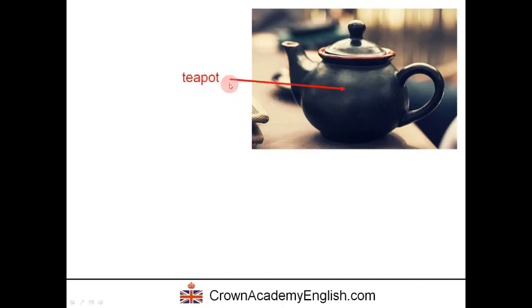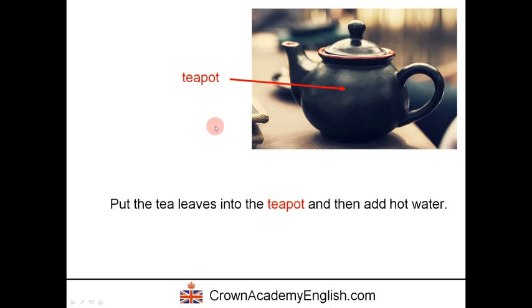Teapot. Teapot. So here is a recipe for making tea. Put the tea leaves into the teapot and then add hot water. So we open the teapot, we put tea leaves inside, and then we add hot water from the kettle. Okay, boiling water in fact.